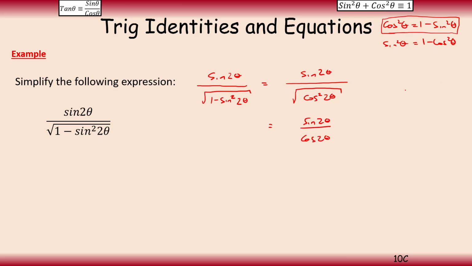Now I know that tan theta equals sine theta over cos theta. It's my other identity, sine over cos. So the only difference is that it's 2 theta. Tan 2 theta. Job done. That's a tan there. Hit pause. Copy the example down. When you're ready, hit play again. We'll look at another one.